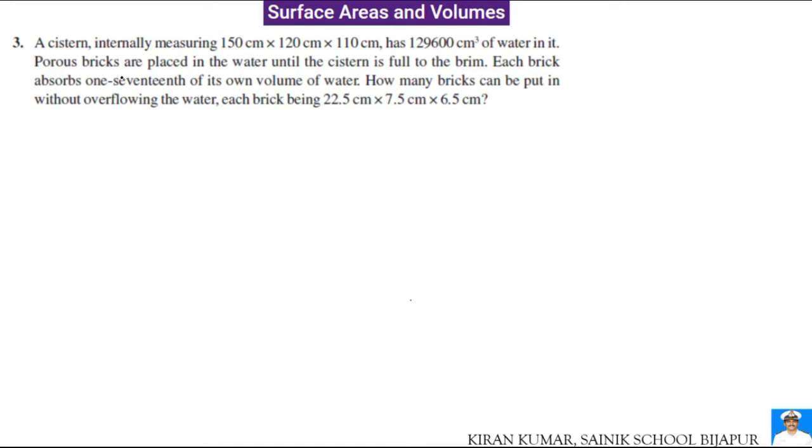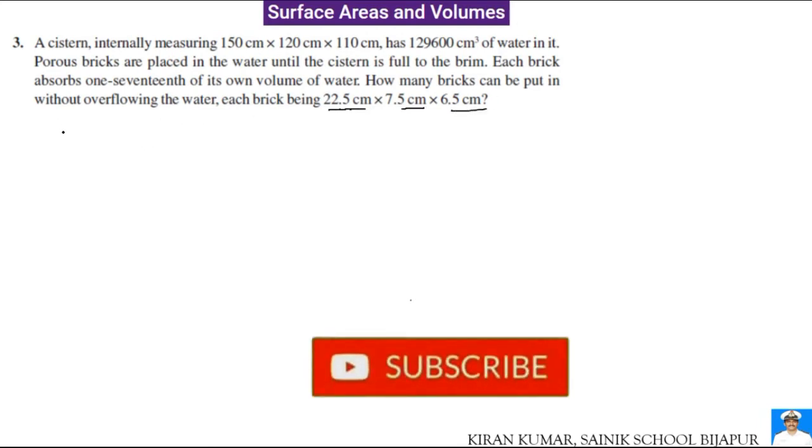Porous bricks are placed in the water until the cistern is full to the brim. Each brick absorbs 1/7 of its own volume of water. How many bricks can be put in without overflowing the water, each brick being 22.5 centimeter into 7.5 centimeter into 6.5 centimeter.